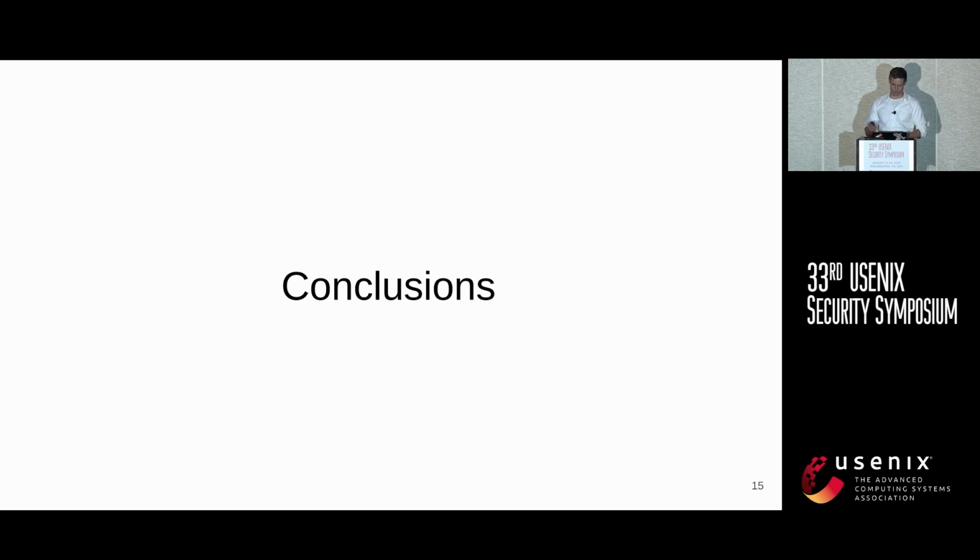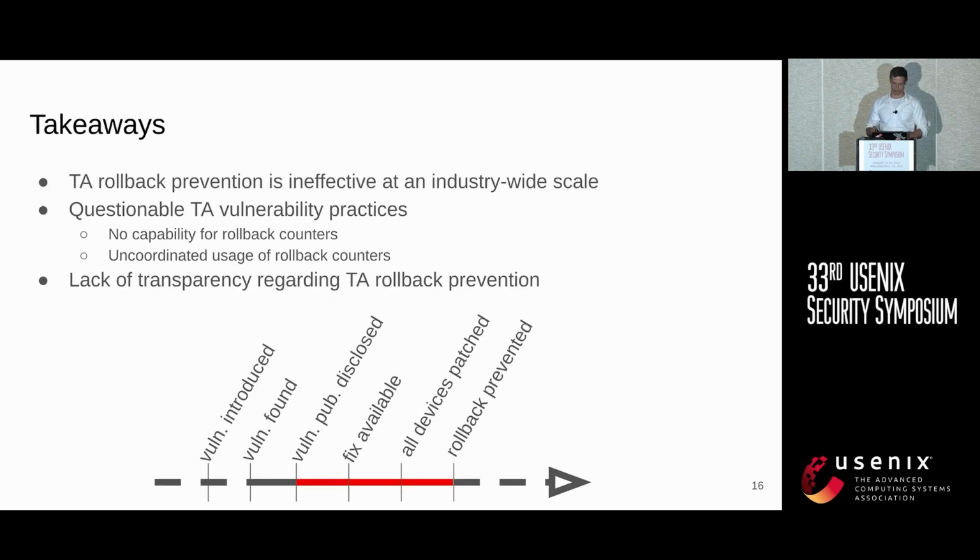With that, I'd like to come to my conclusion. So we saw that trusted application rollback prevention is basically ineffective on an industry-wide scale. We saw some very questionable practices in terms of trusted application vulnerabilities where TEEs don't have the capability for rollback at all, and that even within companies, this feature of rollback counters is used in an uncoordinated fashion. And in general, it's pretty intransparent to understand if I have a phone in front of me that takes care of this rollback prevention or not.